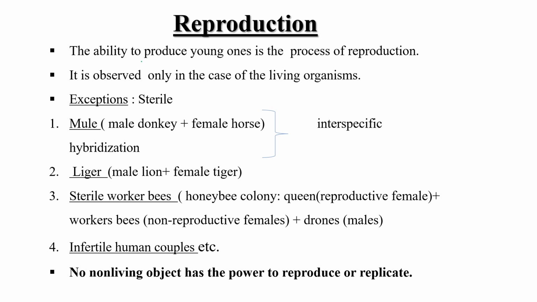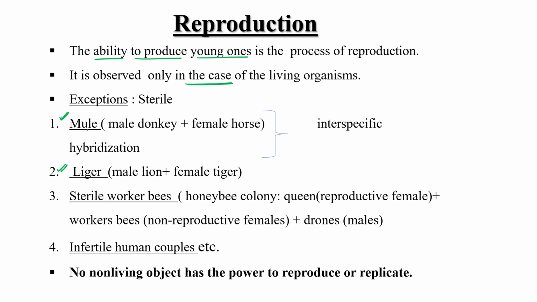Reproduction means the ability to produce young ones. This process is known as reproduction, and it is observed only in the case of living systems. No non-living thing is able to reproduce, right? But this property is not applicable to all living systems. There are certain exceptions. That's why reproduction is also a characteristic feature of the living system. This is not a defining feature. What are those exceptions? There are certain exceptions like mule, like liger.